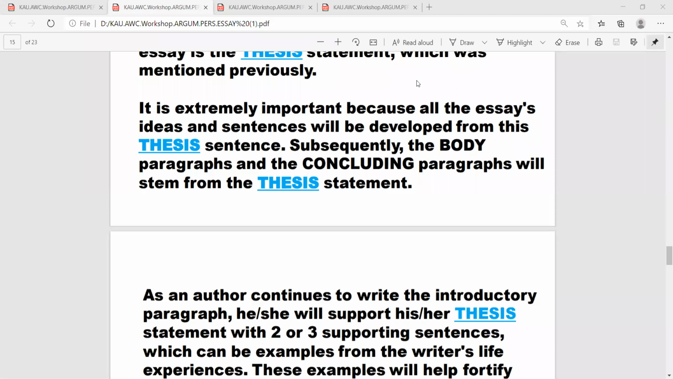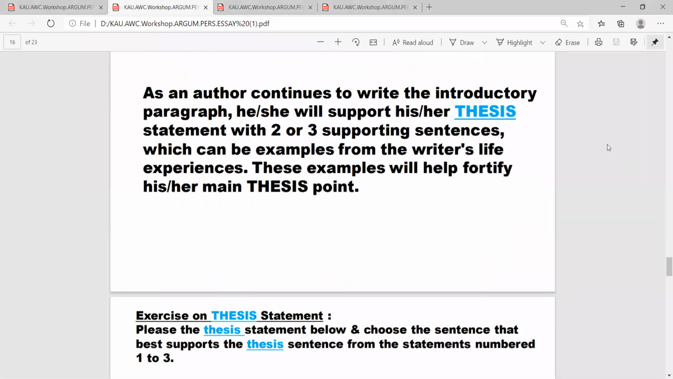So the more you reinforce your ideas in the body paragraphs, the more you will convince the reader that you are correct, or give the reader the idea that your position is very logical and agreeable. It's an agreeable and a valid position. Okay. Now, the next slide here, as an author continues to write the introductory paragraph, he or she will support his thesis statement with 2 or 3 supporting sentences.